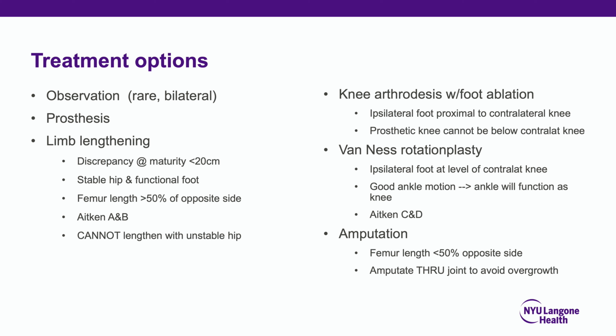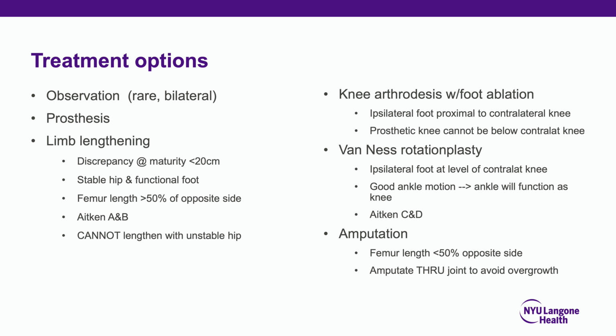This is typically undertaken when the ipsilateral foot is proximal to the contralateral knee, and the prosthetic knee cannot be below the contralateral knee, or else you'll have difficulties with gait and with fitting. The craziest procedure that everyone wants to do as a resident is the Van Nes rotationplasty.